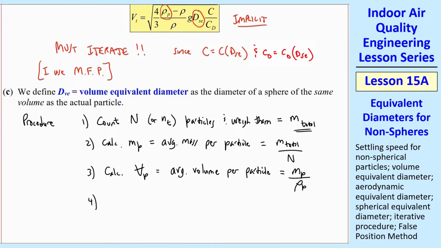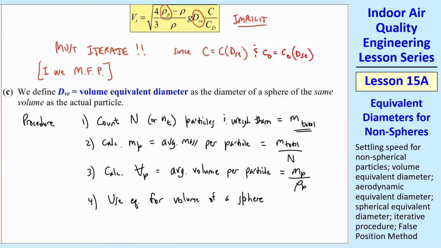If you had some other way to measure particle volume, you could do that as well, but this is how it's usually done. For example, you can get a whole bunch of particles and immerse them in water and look at the displaced volume, assuming you don't have any air bubbles and stuff. And that can give you a volume of the particle in a different way.